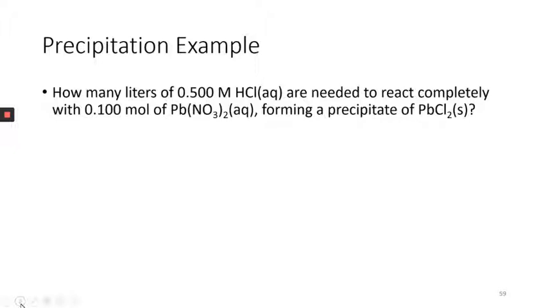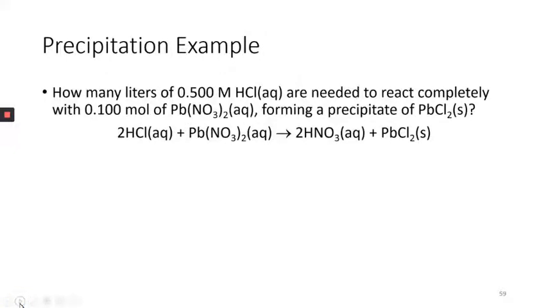So here's an example for a precipitation reaction. It says how many liters of 0.5 molar HCl are required to react completely with 0.1 moles of lead 2 nitrate, forming a precipitate of lead 2 chloride. So the first thing you want to do is write the reaction and balance it. Now you see in this case, we had to put some 2's in there to balance it.